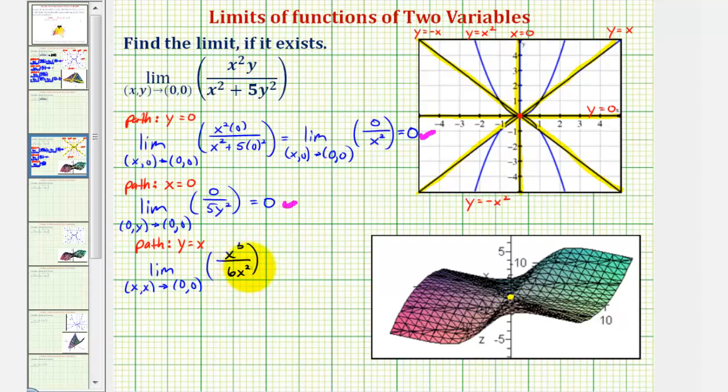Now this does simplify. We would have the limit of x comma x approaches 0 comma 0 of, this would simplify to x divided by 6. But notice that as x approaches 0, this limit is equal to 0. So now we've shown from three different paths as we approach 0 comma 0, the limit is still 0. So it is looking pretty good that this limit will exist. Let's go ahead and try the path y equals negative x as well.